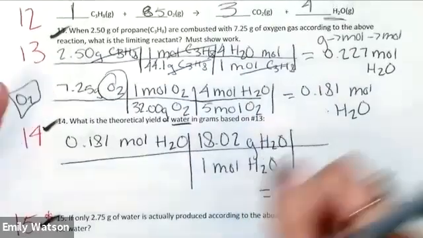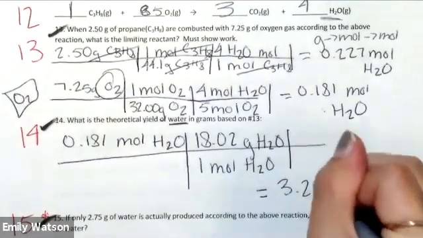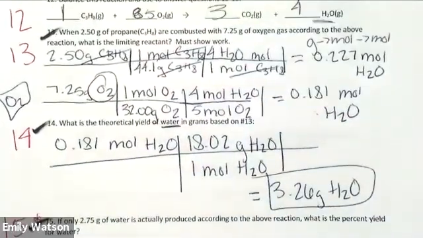So then we're going to do some math. How many grams of water do we make? First of all, how many significant figures do we need? 3. So how many grams is this? 3.26 grams. That's your theoretical yield. Everything went absolutely perfect in the lab.